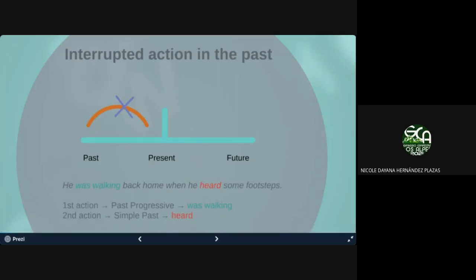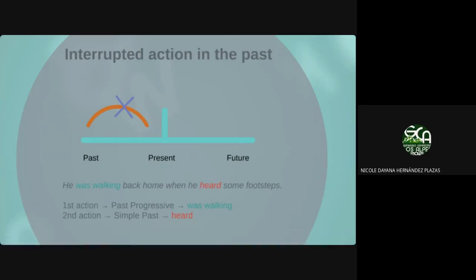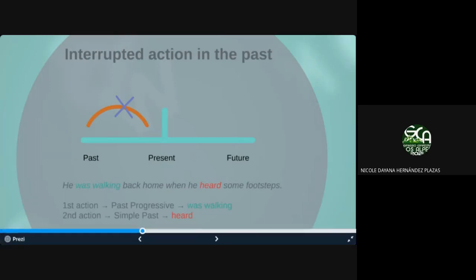So we are going to check the example we have here. I am going to ask Pachito, can you please help me reading the example you have here, darling? He was walking back home when he heard some footsteps. Thank you. So he was walking back home. The first action is in past continuous, or past progressive, and the action is was walking. The long action, he was walking from this hour to this hour. He was doing something long.